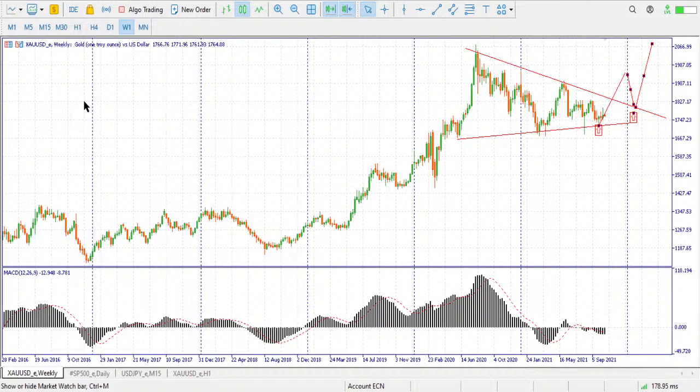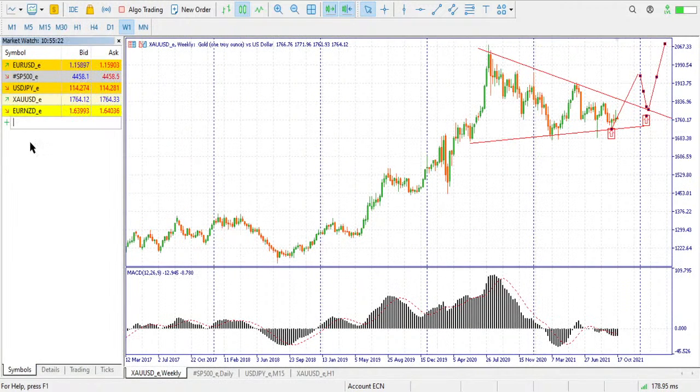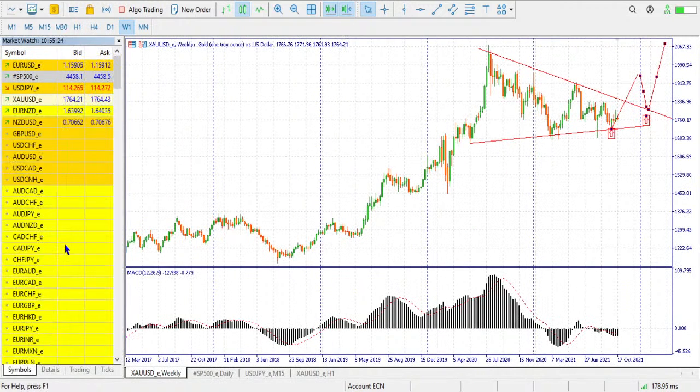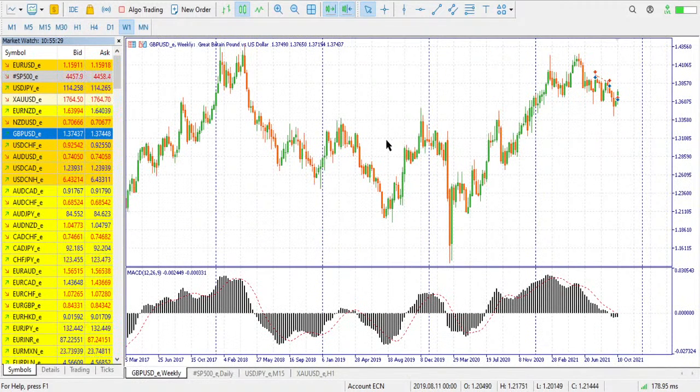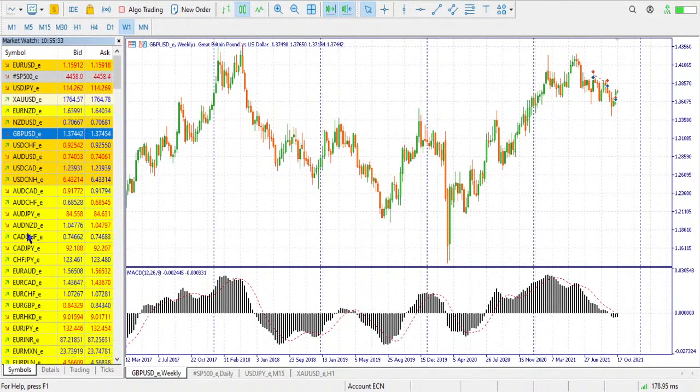The next symbol, and let's look at GBP USD. I think we've looked at this already. We've not looked at Euro USD.